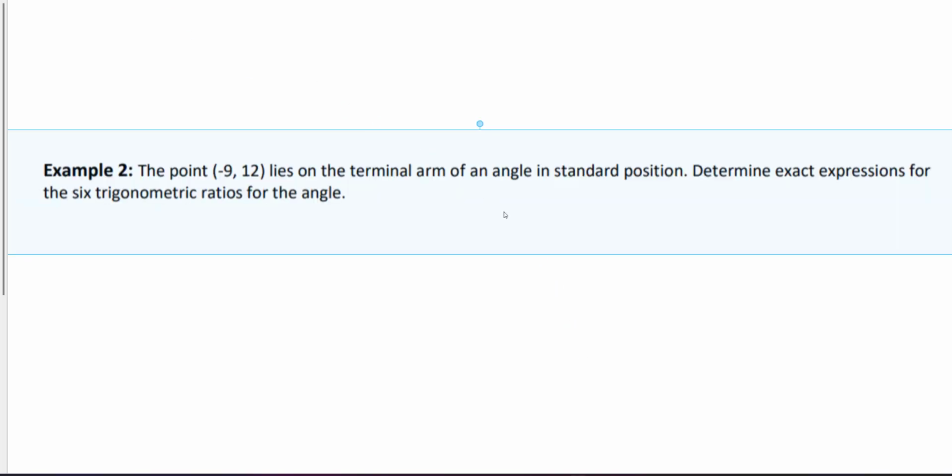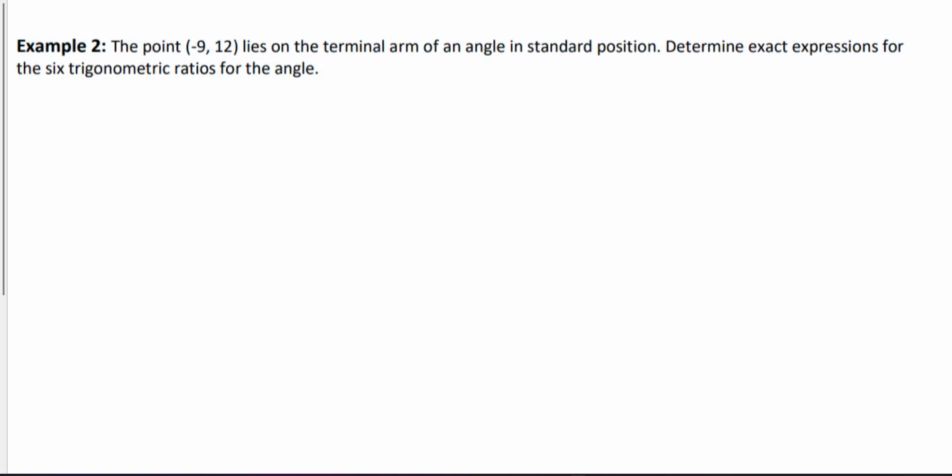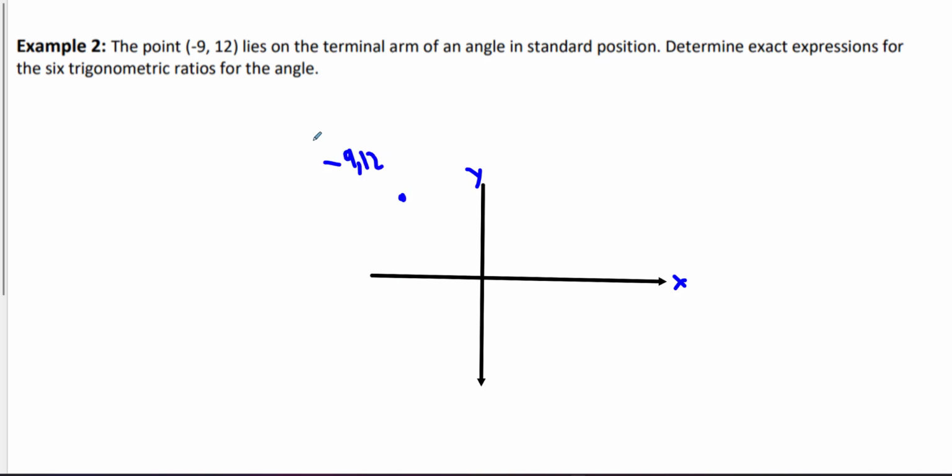So here we have a point, negative 9, 12. So x here, y here. Negative 9 is obviously here, and 12 is up here. So negative 9 and 12 is the point. And we have our terminal arm that goes to that point, and we make our triangle.